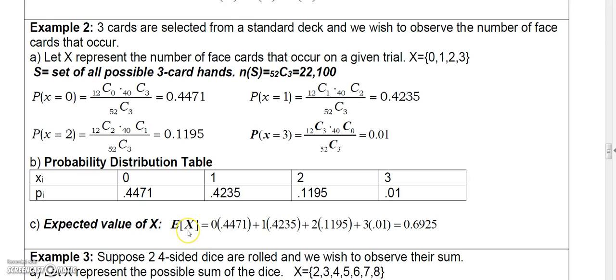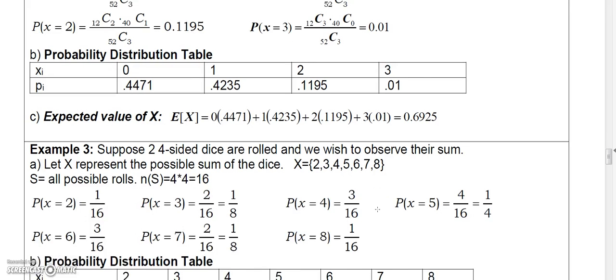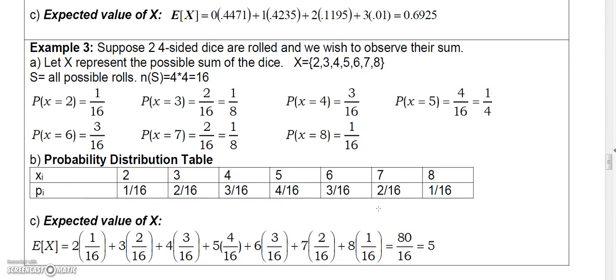So now to calculate the expected value of that random variable, just multiply 0 times 0.4471, 1 times 0.4235, 2 times 0.1195, 3 times 0.01, and then add them all together. So you're expected to average 0.6925 face cards per trial. So I guess you could say 0.7 is a rough estimate. So you're expected to average about 0.7 face cards per trial. Okay, now here's another example.